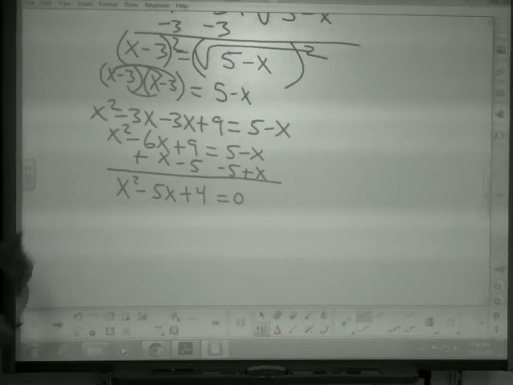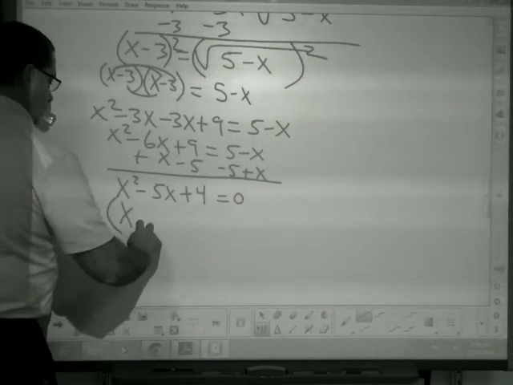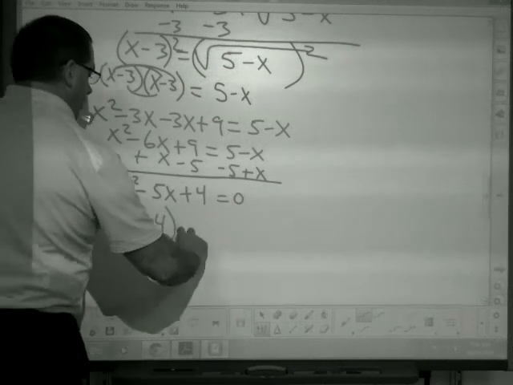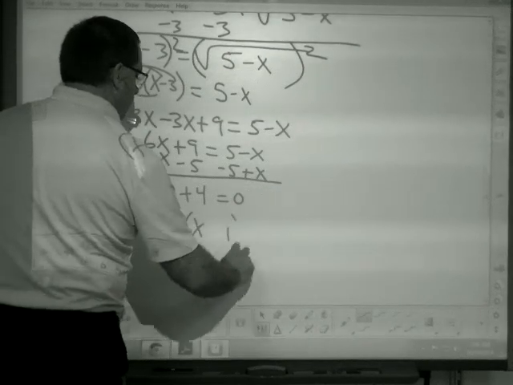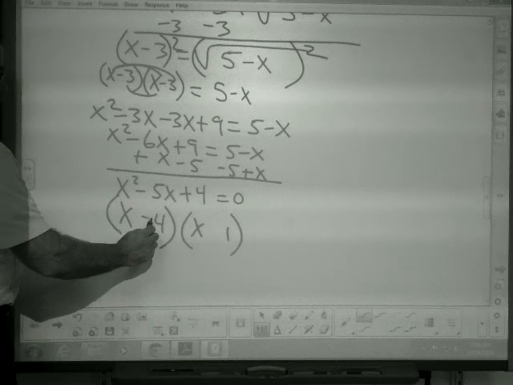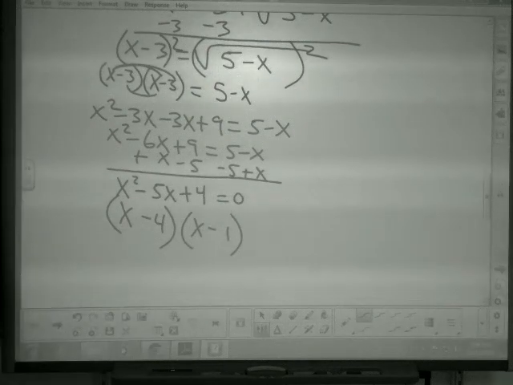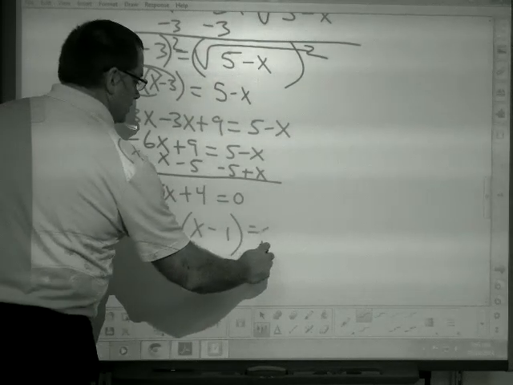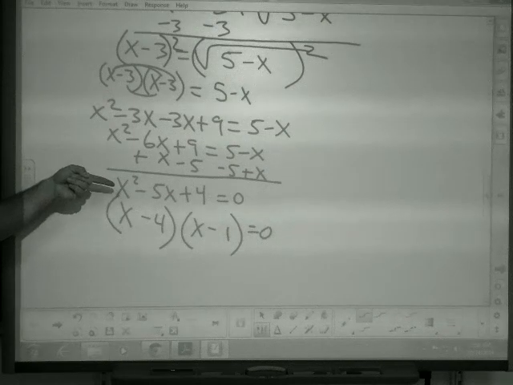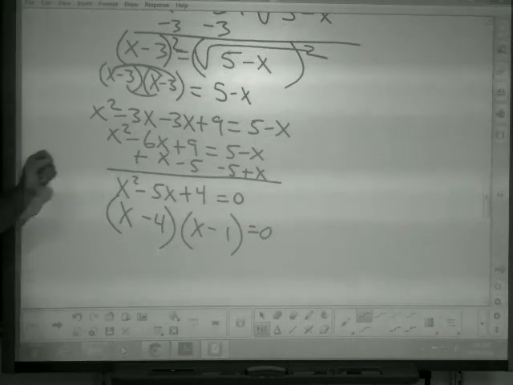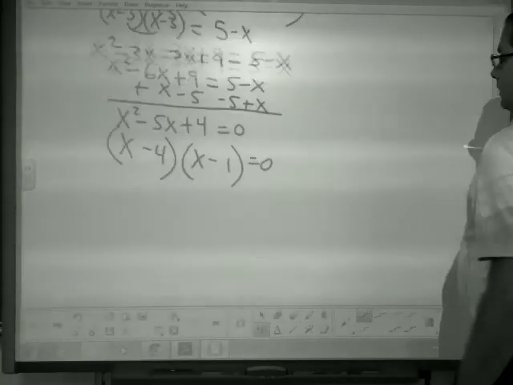Factors of 4 that add to 5, that's 4 and 1. X and 4, x and 1, and it has to be a negative 5. So negative 4 and negative 1 is a total of negative 5. Remember, this is still equal to 0. We did this in chapter 1. Okay? Let's keep moving.